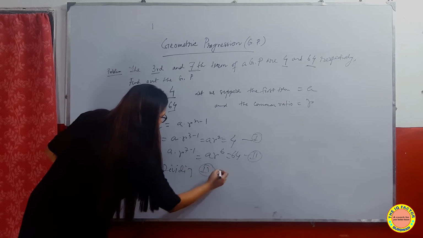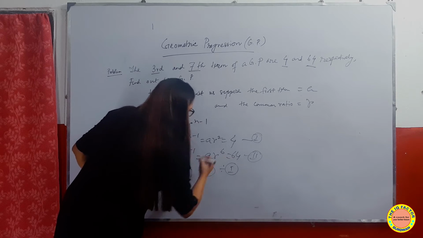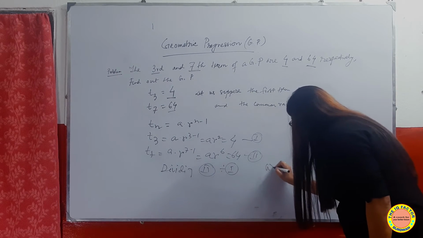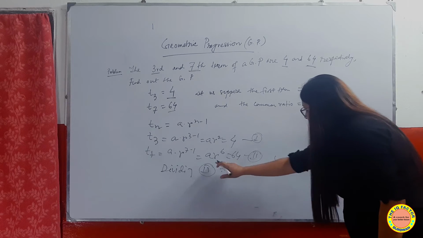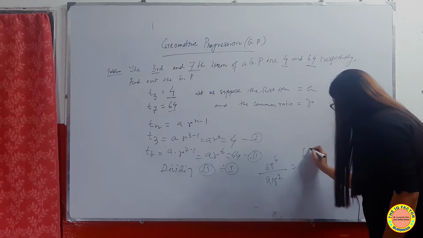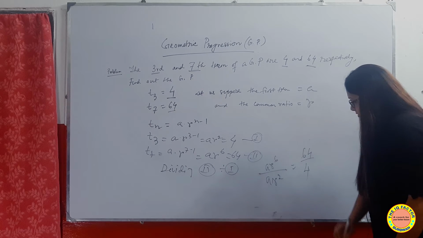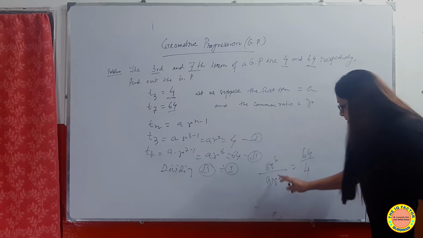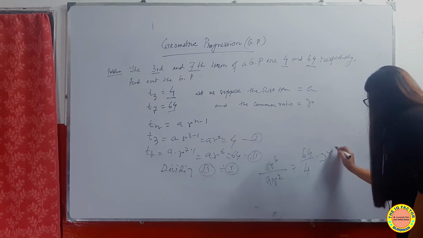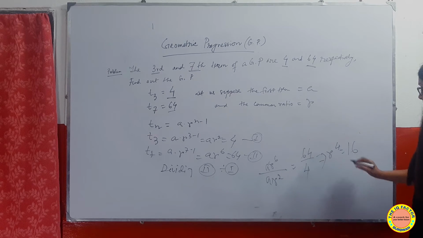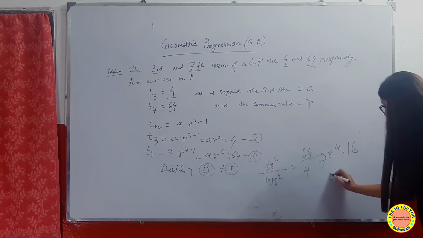equation 2 by equation 1, we get a r to the power 6 on the left hand side over a r square, and the right hand side 64 by 4. A cancels. It is r to the power 6 by r square, that is r to the power 4, and it is 16. So r to the power 4 is 16.